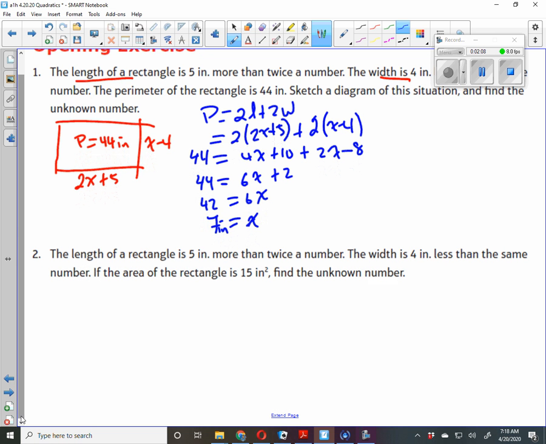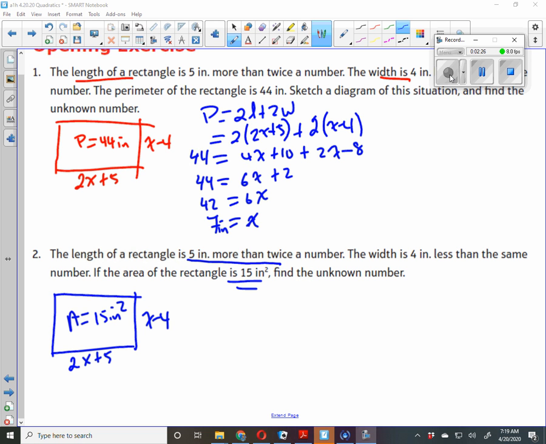The length of a rectangle is 5 inches more than twice the width. The area, or the width is 4 inches less than the same number. If the area of the rectangle is 15 inches squared, find the unknown number. All right, so we had the same diagram. That hasn't changed. The only difference is now that the area is what we're looking at, not the perimeter.